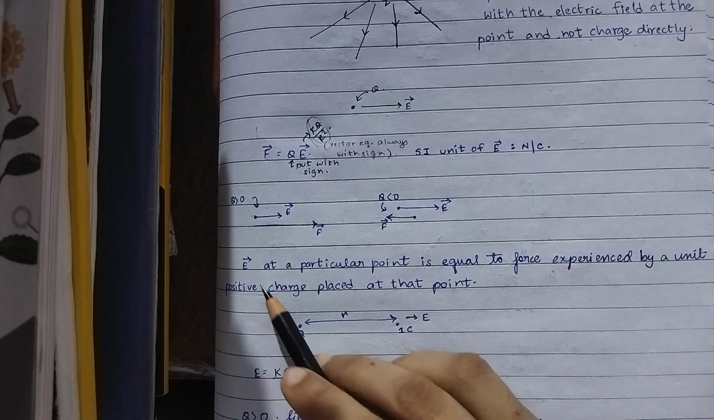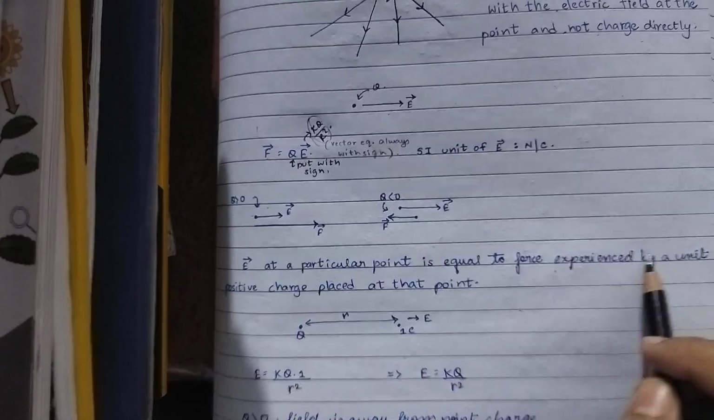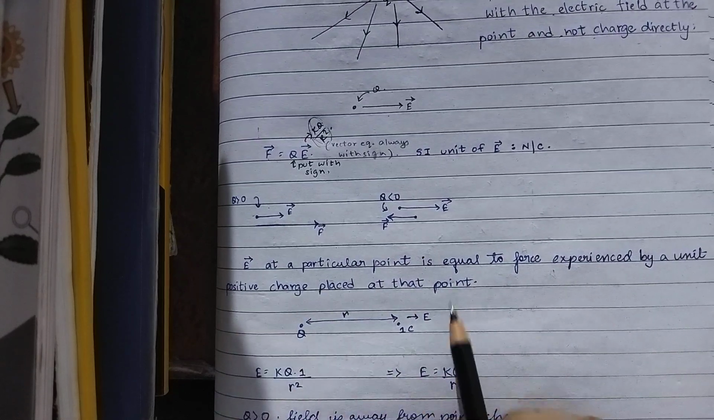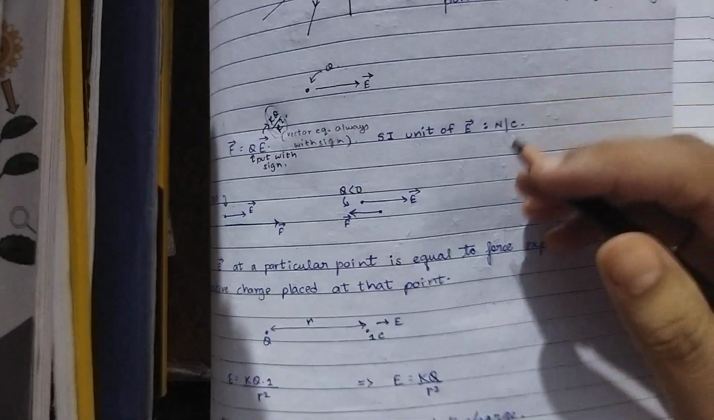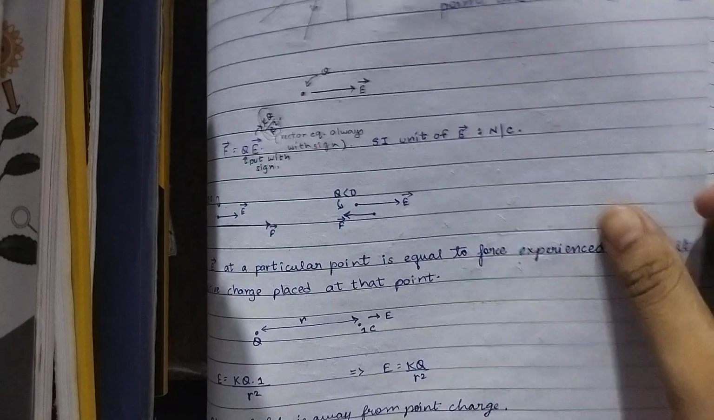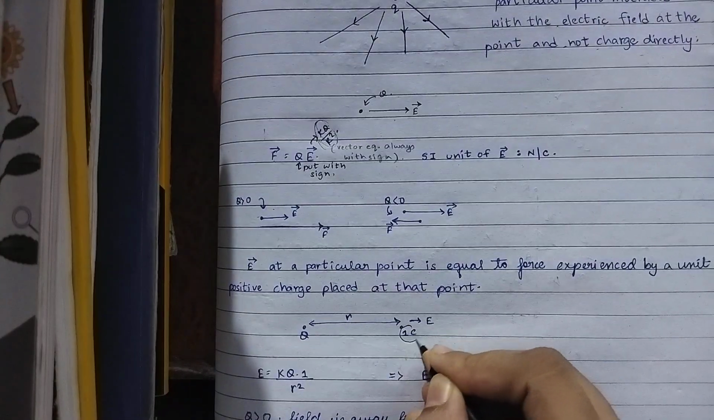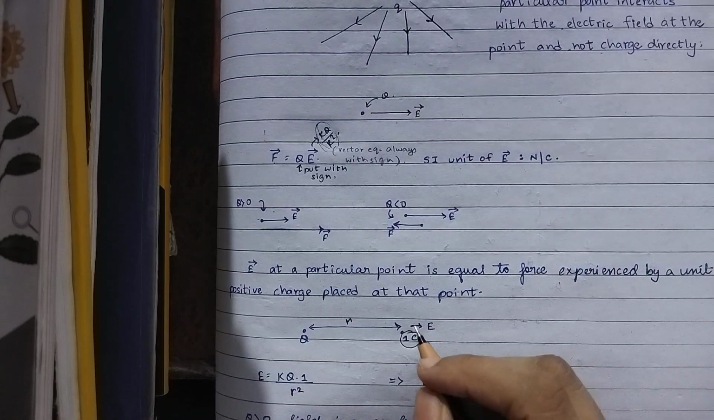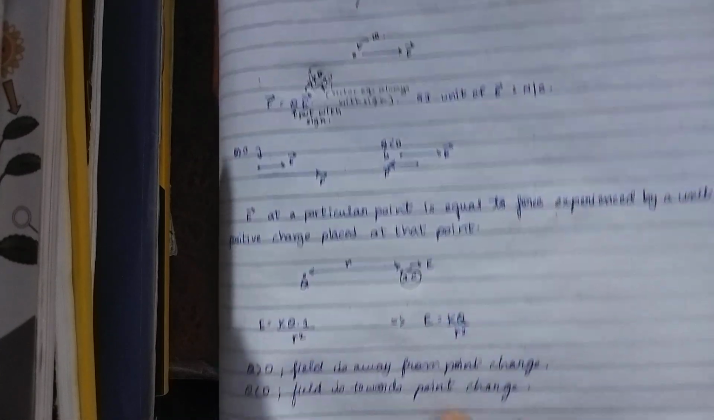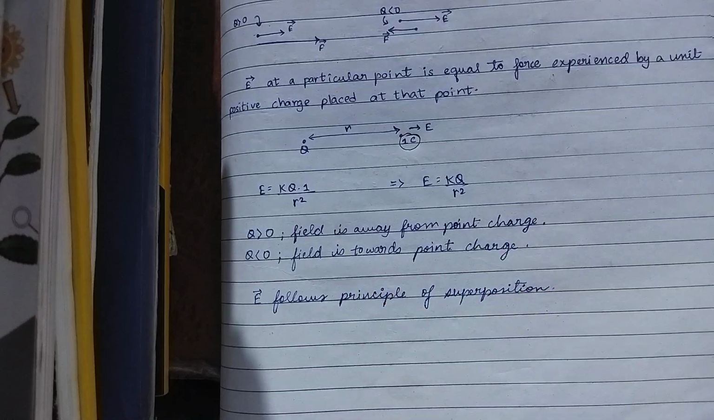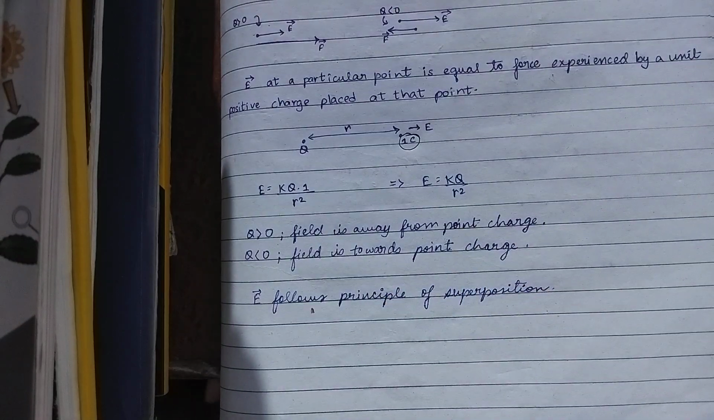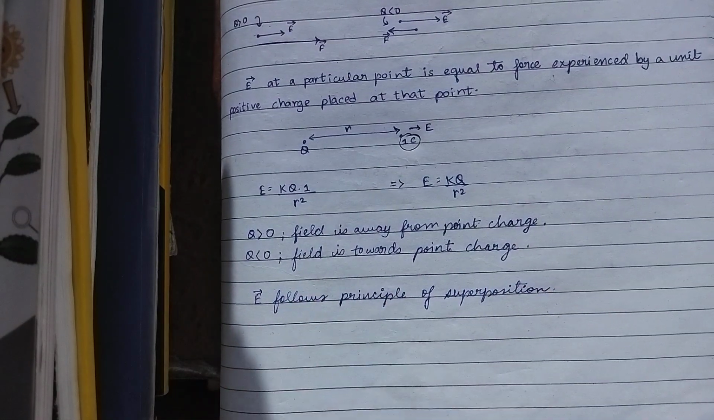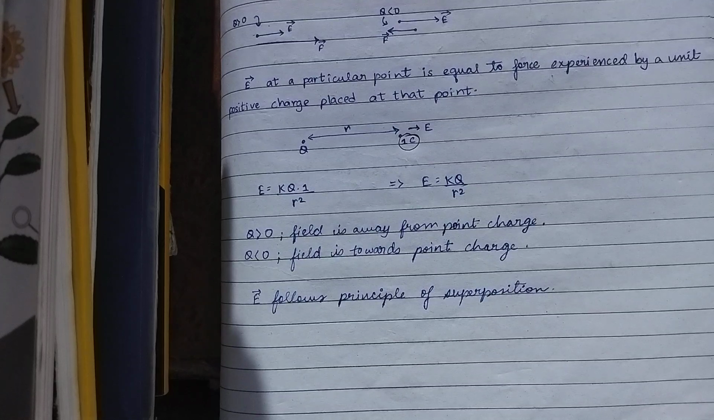So, the electric field at a particular point is equal to the force experienced by a unit positive charge placed at that point. That means if a unit positive charge, like 1 coulomb, is present at a point, the electric field is equal to the force experienced by that charge at that point. So basically electric field is KQ by R square. When Q is greater than 0, the field at the point is away from the charge. When Q is less than 0, the field is towards the point charge.